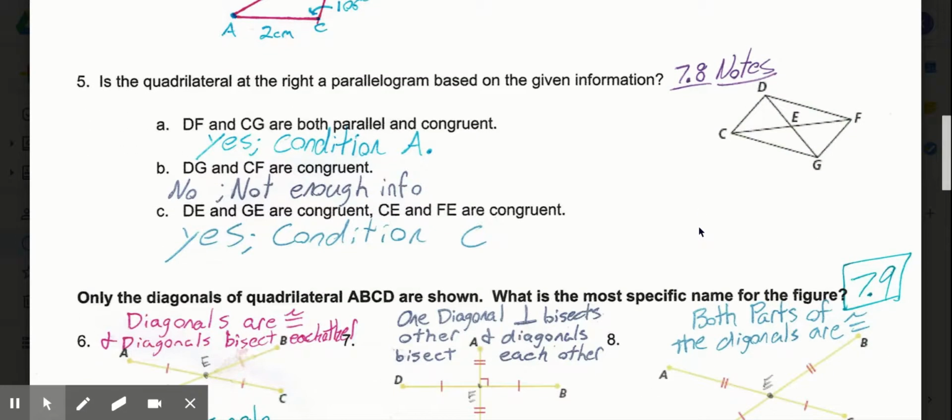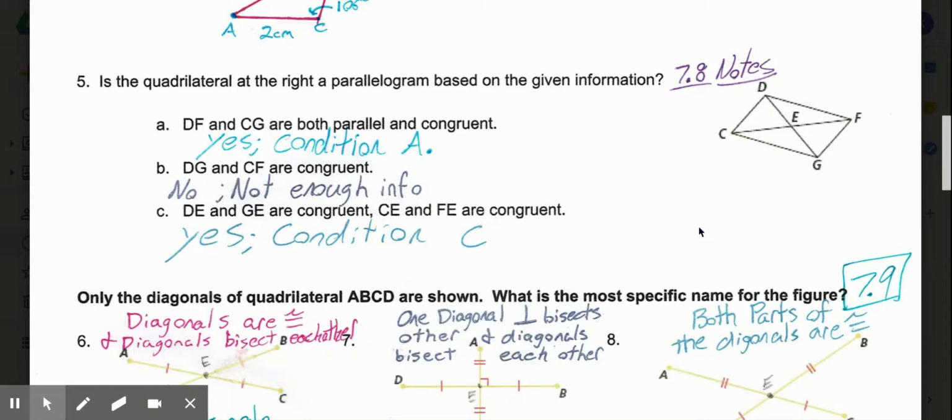If we look at number 5, it says, is the quadrilateral at the right a parallelogram based on the given information? So this is where you'd want to look at 7.8 notes to help you with this, and the different conditions, or sufficient conditions, for parallelograms. If we look at part A, we were given that DF and CG are both parallel and congruent. So it's a pair of opposite sides, both parallel and congruent, being condition A. So yes, that is a parallelogram.